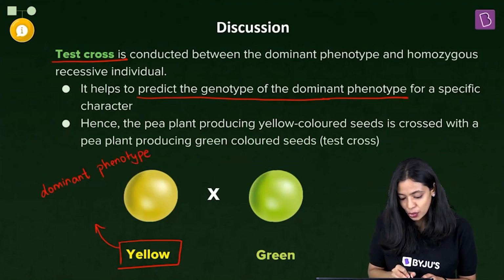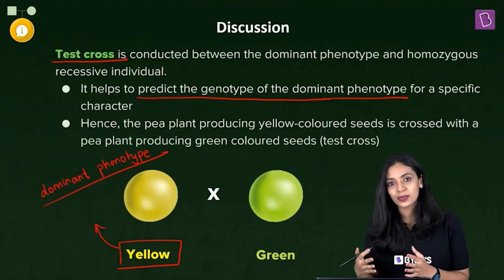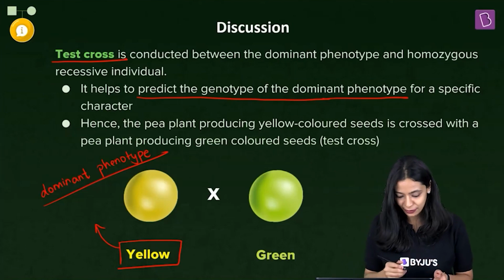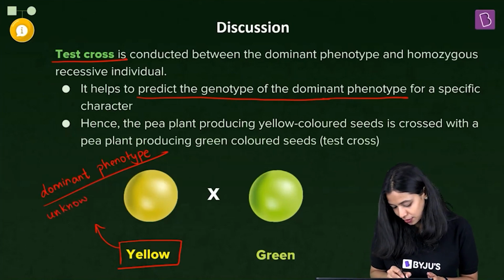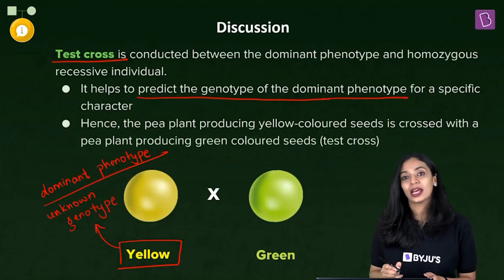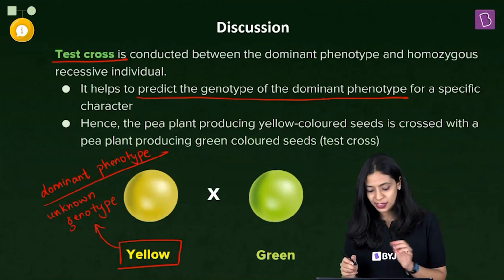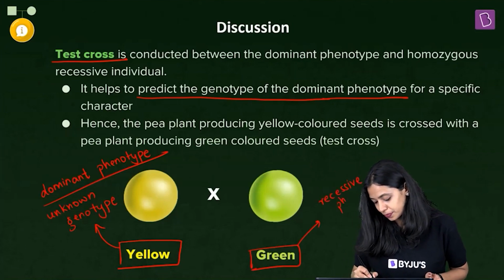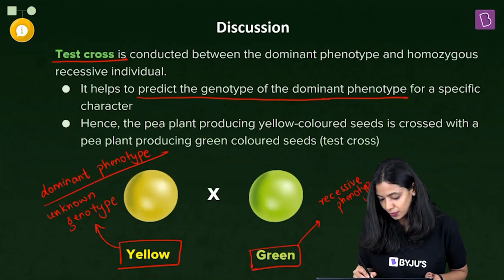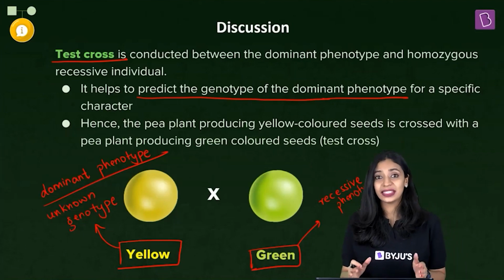but we don't yet know about its genotype. This cross is being performed in order to find that out. So for this plant, we will not know the genotype, so I will write unknown genotype. A plant that is showing the dominant phenotype with an unknown genotype is crossed with a plant that is showing the recessive phenotype. This cross is what is called the test cross.